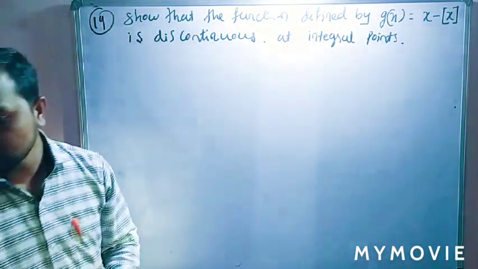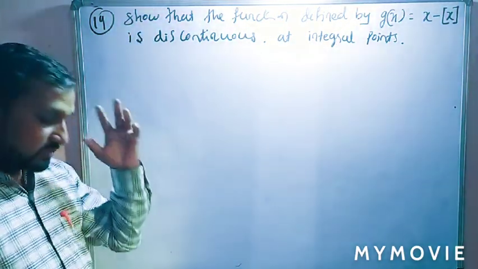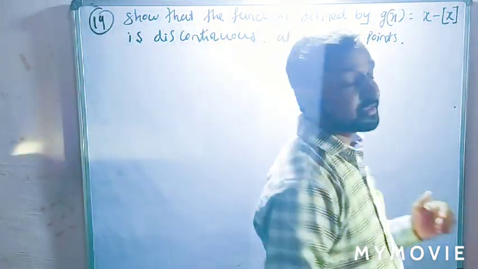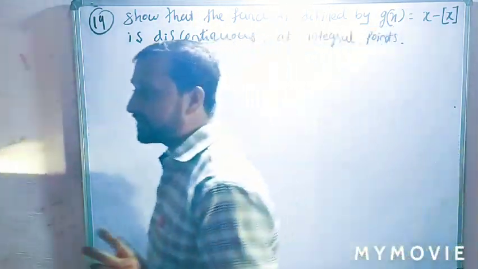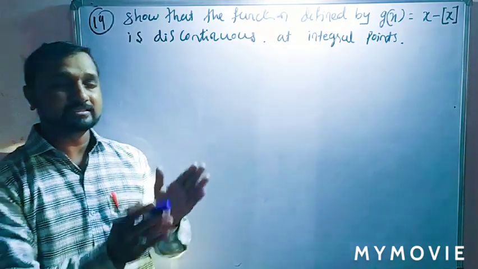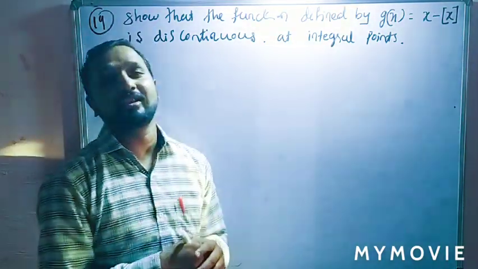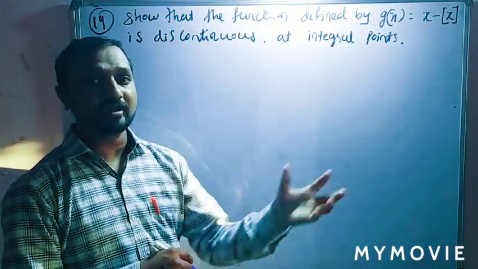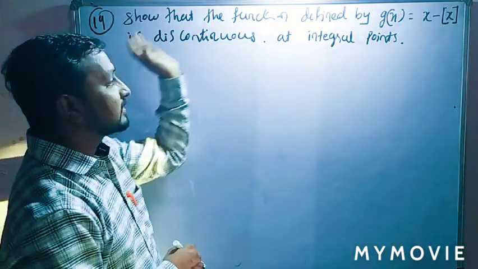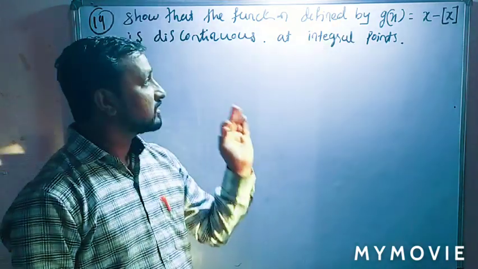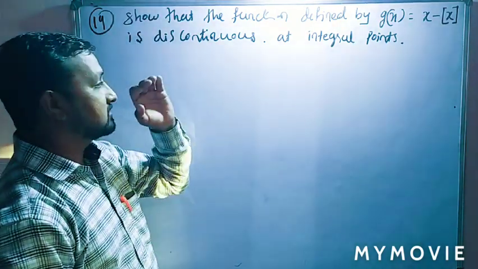So what is the greatest integer? Already we know from first PUC that the greatest integer function gives the value that is equal to or less than x. So here there is no particular point, so I can take a general point.